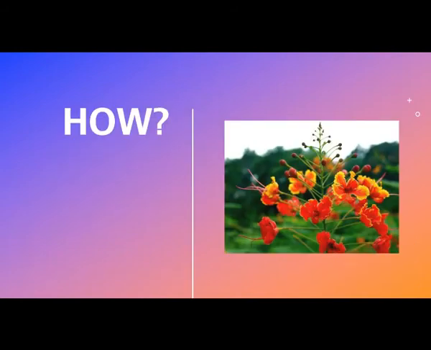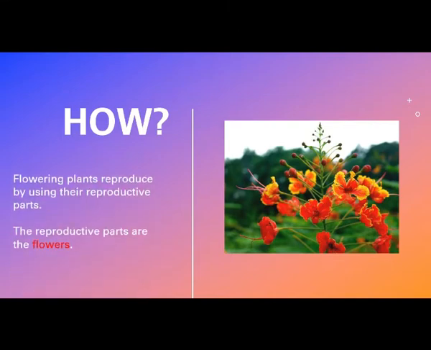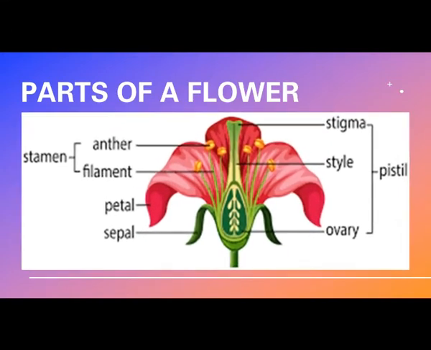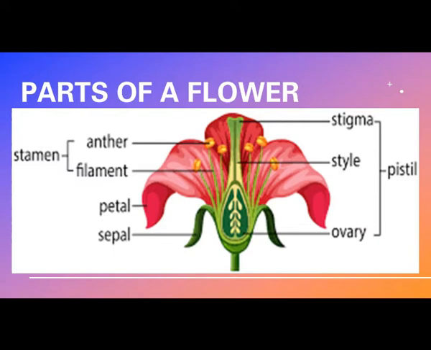Now we come to the second focus question, how do these flowering plants reproduce? Flowering plants reproduce by using their reproductive parts, and these reproductive parts exist in their flowers. So now we're going to talk about flowers. This is a common part of a flower. Let's have a look at the picture. Now we're going to talk about these parts one by one.